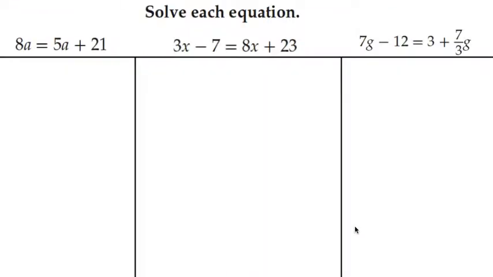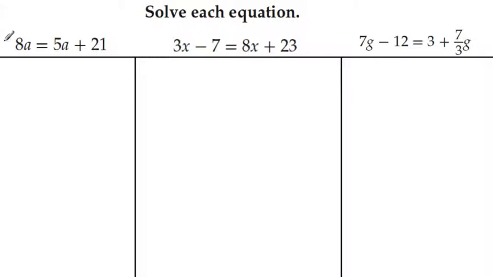Here's a couple for you to try. This is a good time to pause the video to see if you understand. Try to work these 3 problems out, and I'll work through those with you when you come back. Alright, let's take a look.